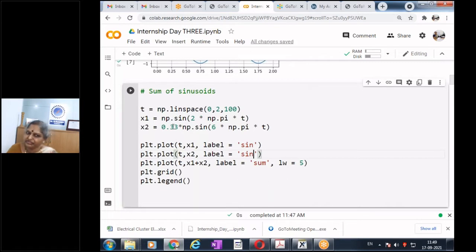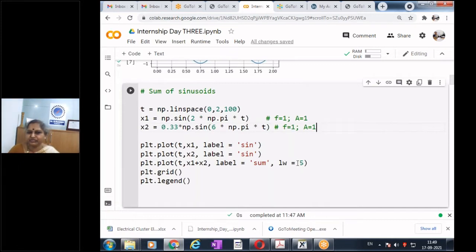See now, what is my first signal? First signal is sine 2 pi t. Second signal is 0.33 times sine, and my frequency is like this. So let me make it more clear. Frequency equal to 1 and amplitude equal to 1. This is my first. Here, what is the frequency for x2?